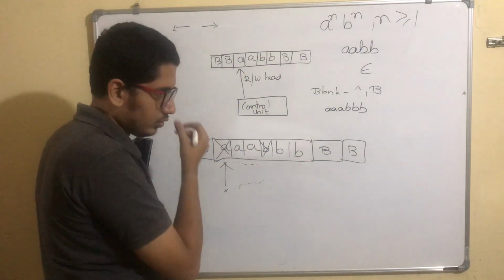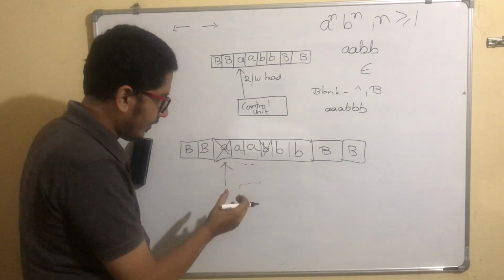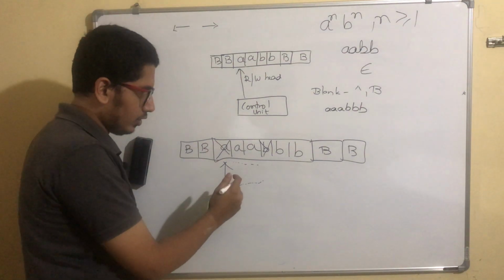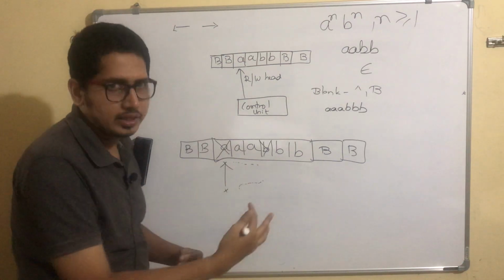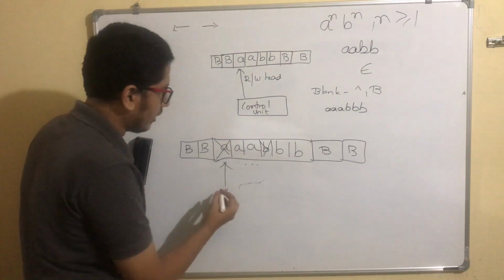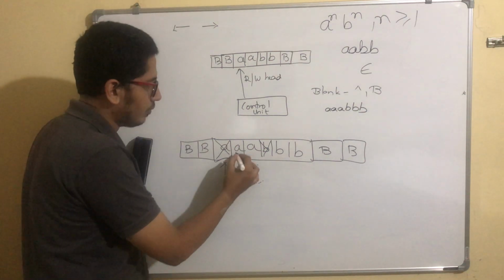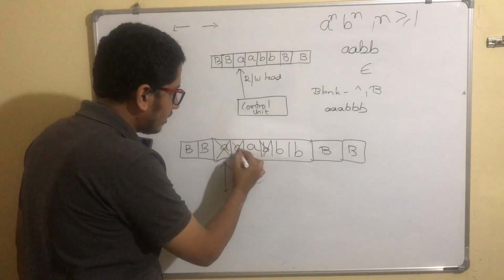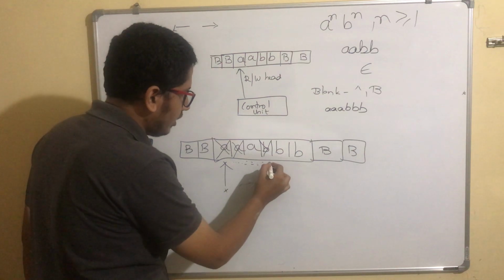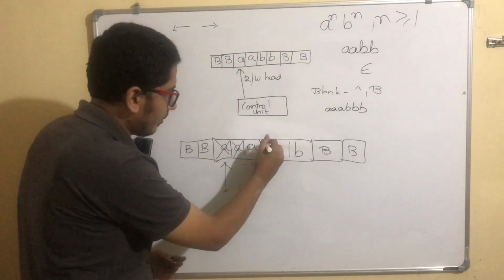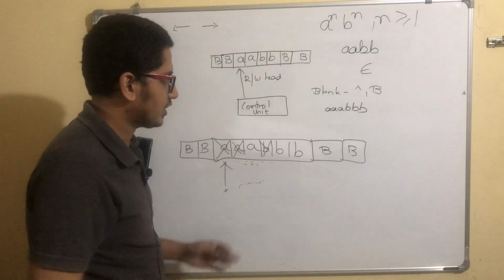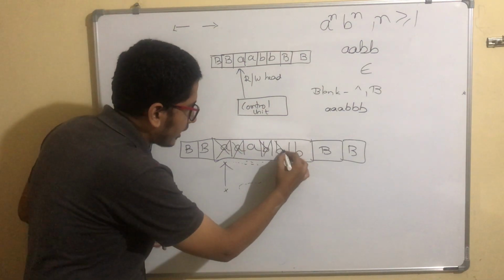So why we come till X is to make sure that this is the first unseen A remaining. It will come here, then start moving. So it will mark it as X, then again start moving right side. On the way there can be any number of A's and any number of Y's. So the first unmarked B is here, so it will mark it as Y.